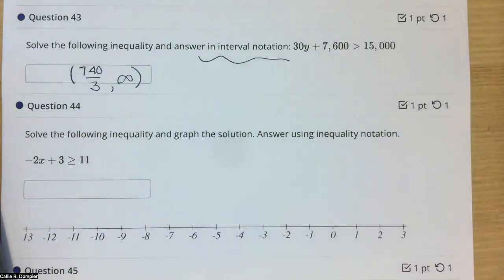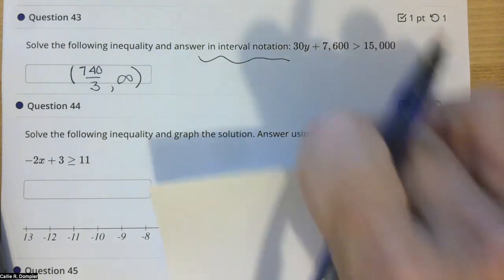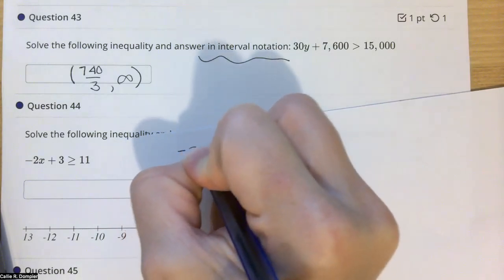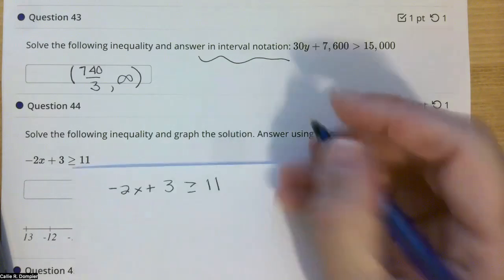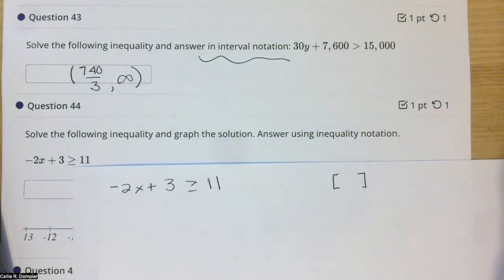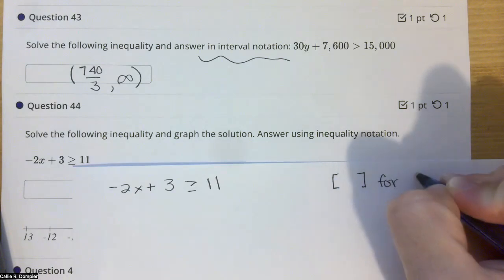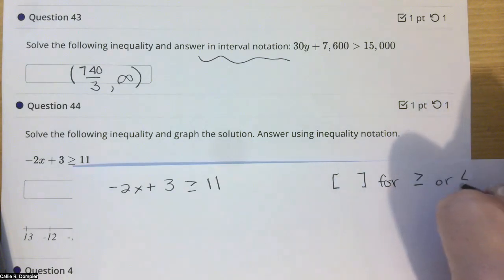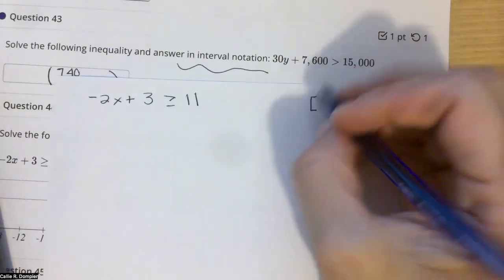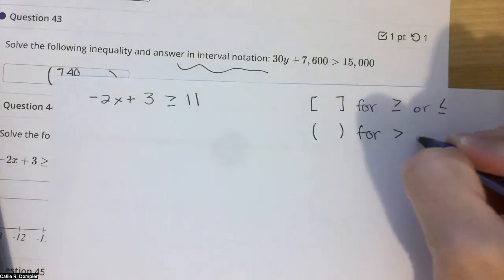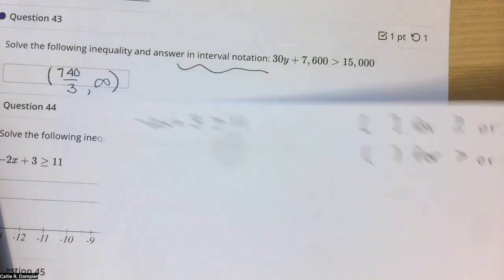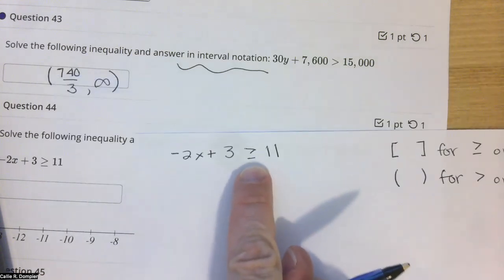Okay. Next one, they're asking us to graph the solution. Negative 2x plus 3 is greater than or equal to 11. Remember when we have greater than or equal to, it'll be these symbols. And then it's parentheses for, but I guess they're asking to graph it, not interval notation. Good. All right, negative 2x plus 3 is greater than or equal to 11.